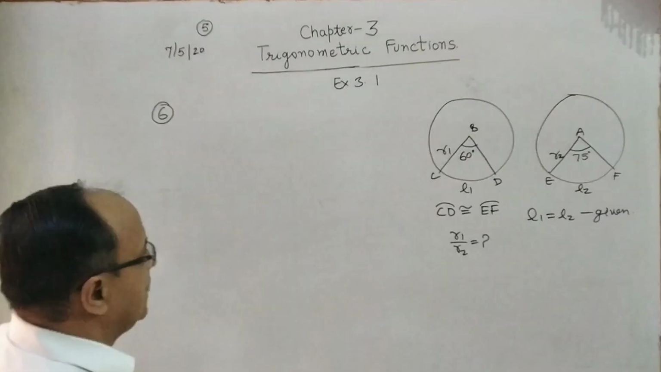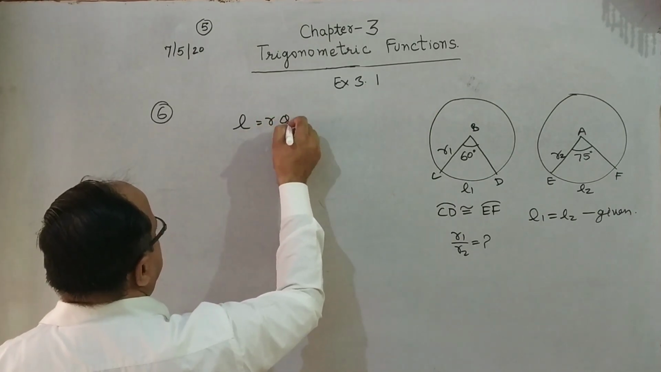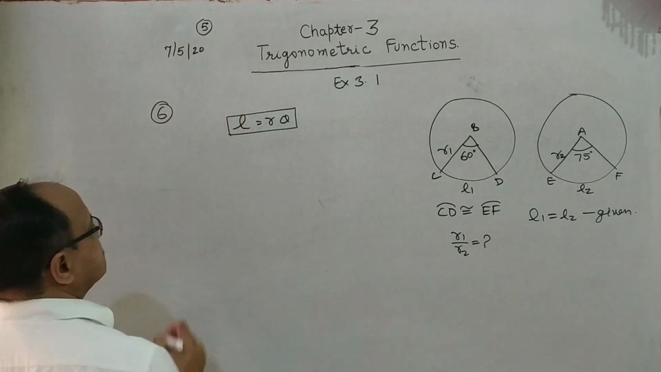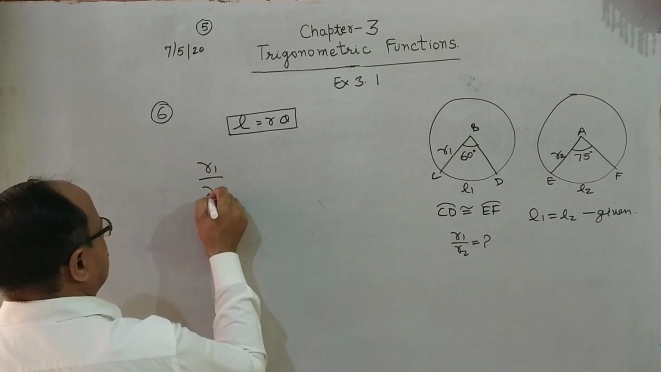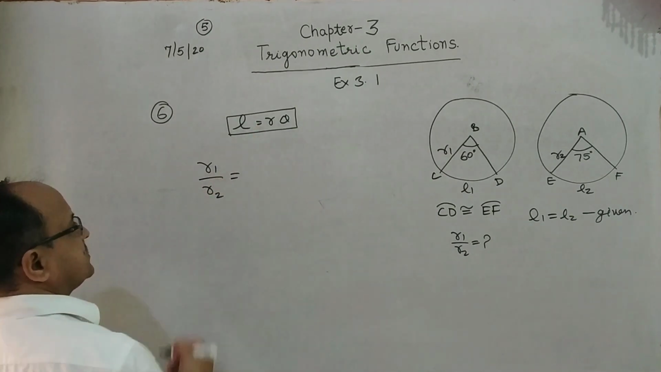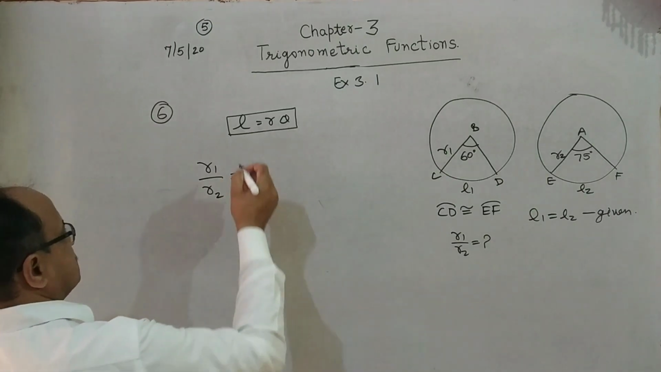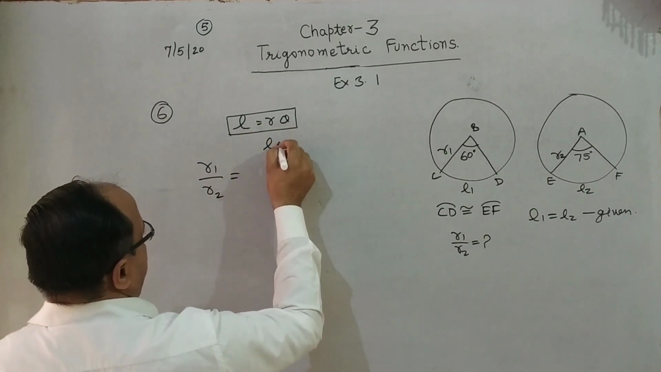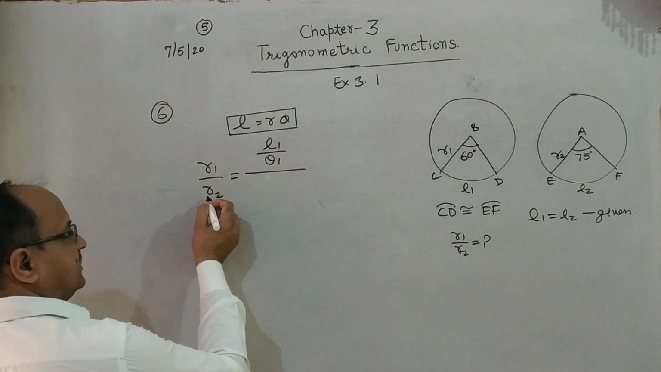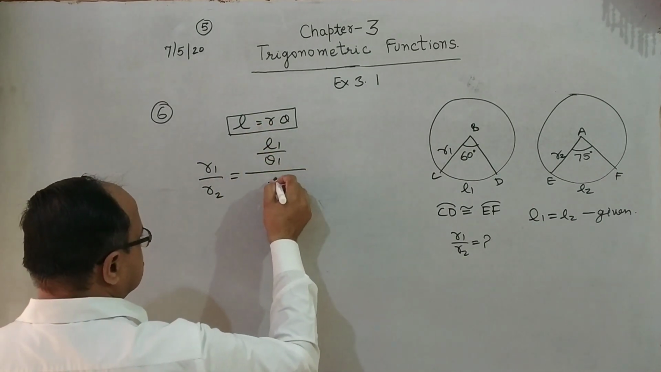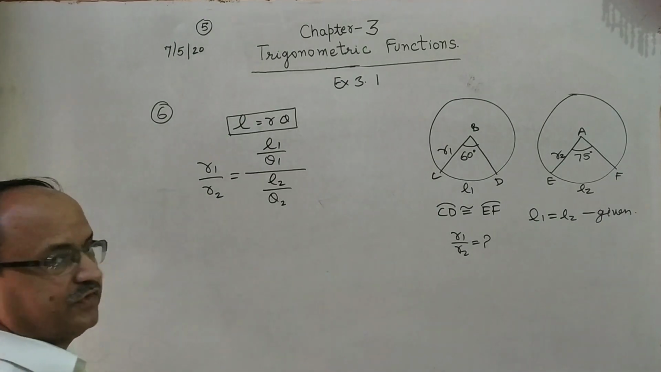Clear? Now we start the question. The relation you know very well: L is equal to R theta. From this relation we want to find R1 by R2. What is the value of R1? R1 means L by theta, so L1 by theta 1, upon R2, which is L2 by theta 2.